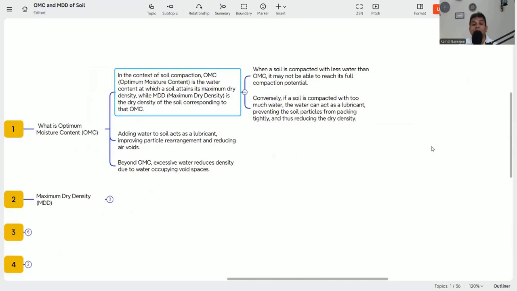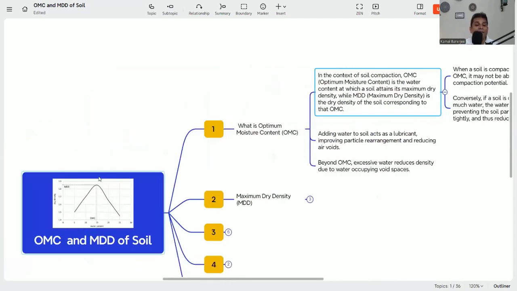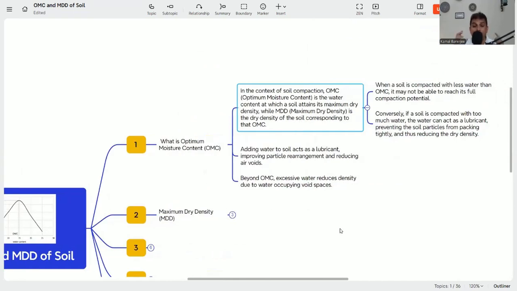On the other hand, if a soil is compacted with too much water, the water can act as a lubricant, preventing the soil particles from packing tightly and thus reducing the dry density. Again, if we increase the water percentage, it decreases the dry density. So we need to find out the optimum moisture content in order to get the maximum dry density. Why? Because at the optimum moisture content, the dry density is maximum, and in this situation the compaction becomes higher, or the maximum. So we need to find out these two in order to get the maximum dry density, or in order to get proper compaction at the site.